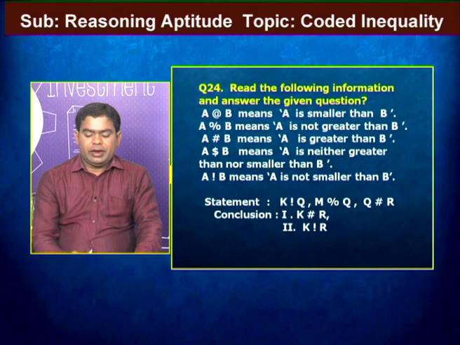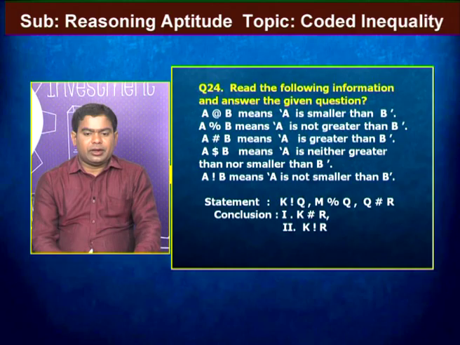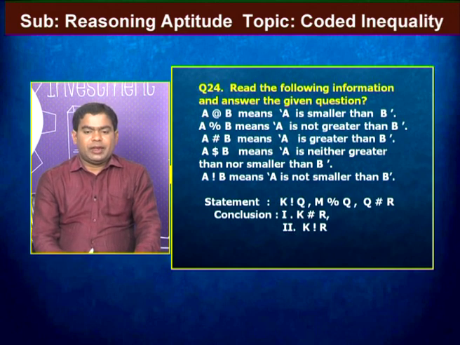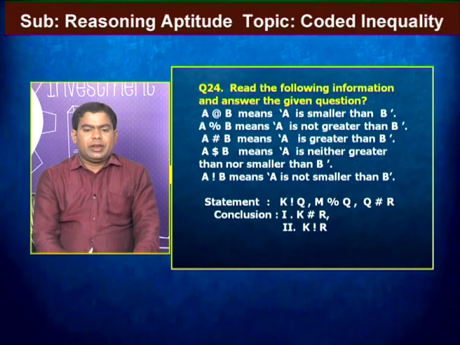That one is K exclamatory Q, M percentage Q, Q hash R. Conclusion 1, K hash R, conclusion 2, K exclamatory symbol R. So according to our question, at the rate is denoted smaller than, that means less than. Percentage is denoted not greater than, means less than or equal to. Hash is denoted greater than. Dollar is denoted neither greater than nor smaller than, means we take equal. And exclamatory is denoted not smaller than, means greater than or equal to.